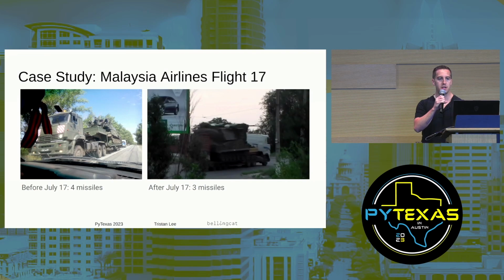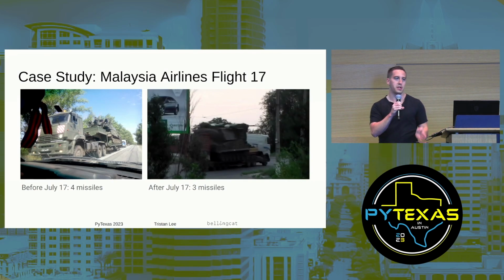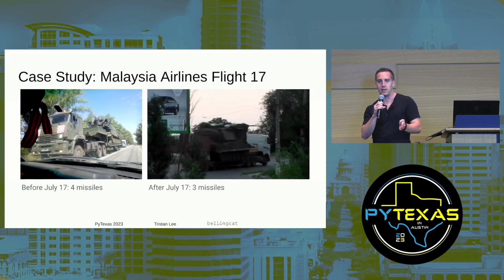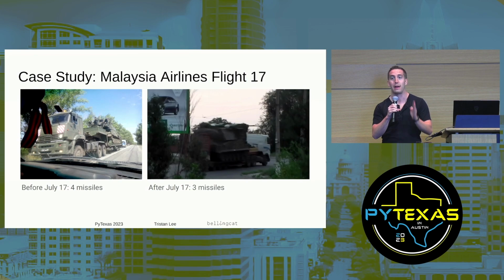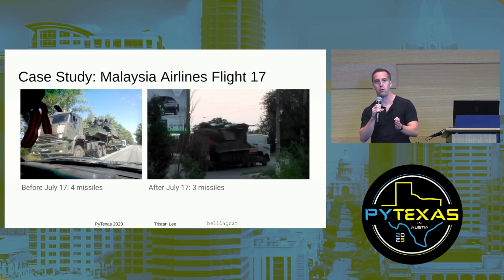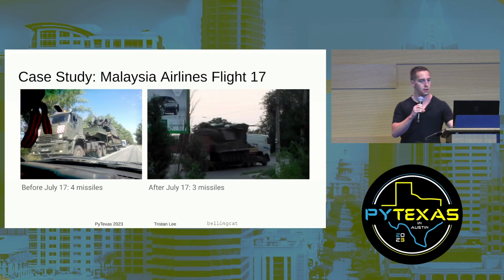So we're interested in this particular missile launcher from this particular convoy for a key reason. In footage before July 17th, the launcher has 4 missiles. After July 17th, it only has 3. So this is suggestive that this is in fact the missile launcher we're looking for that shot down MH17.